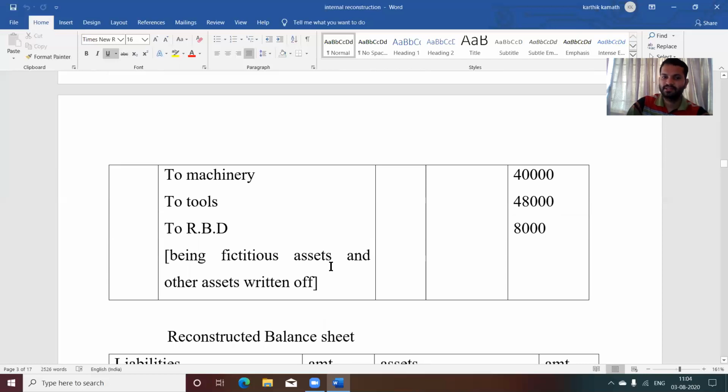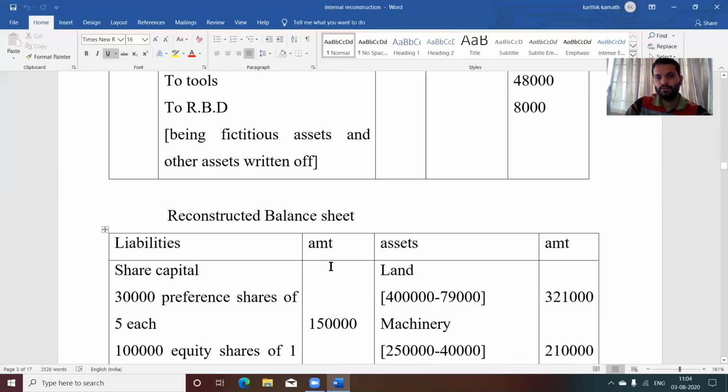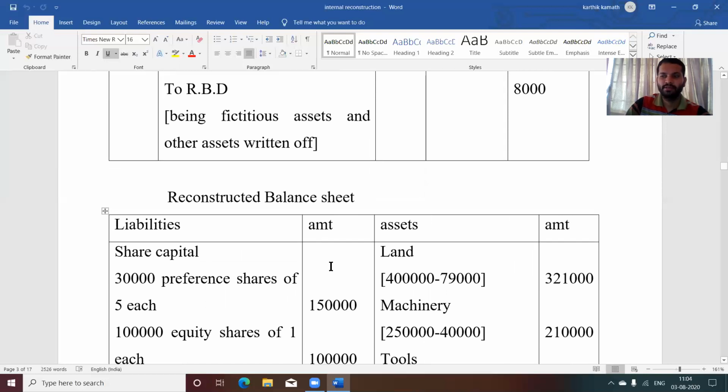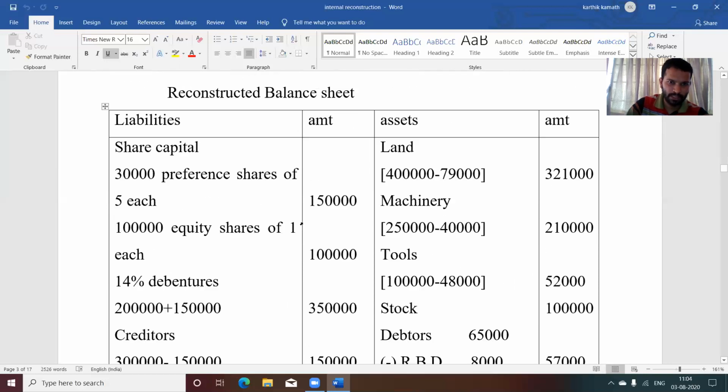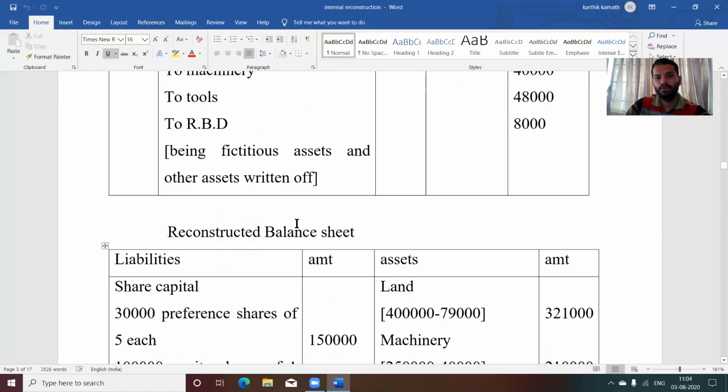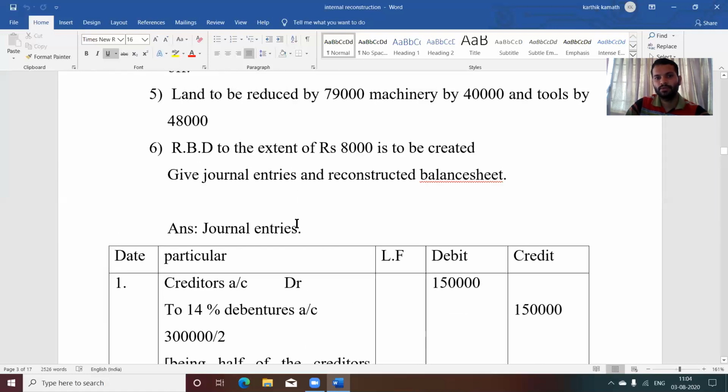Being fictitious assets and all other assets are written off. So this is about journal entries. Now you need to pass the reconstructed balance sheet. So first we will see the liability side. What and all items come in the liability side? First is share capital, the reduced value of share capital. You are going to write.